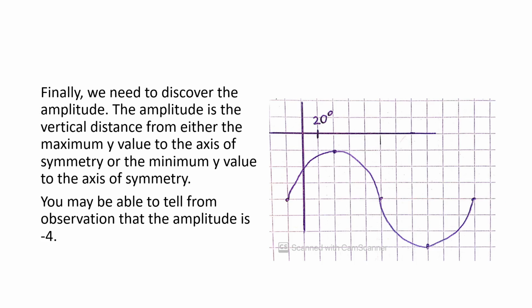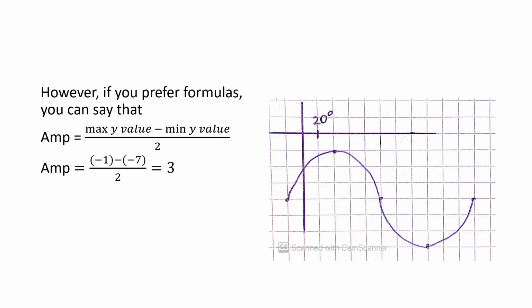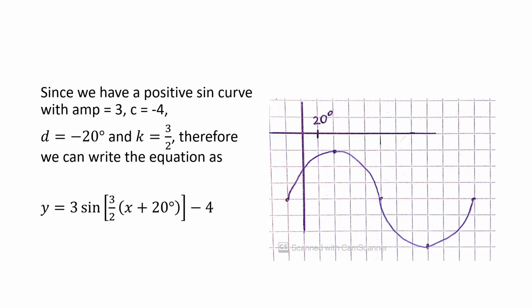And we want to also know the amplitude. Well, a lot of you are going to be able to tell by observation that the amplitude of this curve is 3. It says negative 4 here, but it should say 3. That's a typo. So you're going to be able to see the amplitude is equal to 3. But if you can't see that by observation, just use the formula. That always works. Amplitude is always equal to maximum y value minus minimum y value all over 2. The amplitude is 3. Now, since we're using a positive sine curve with an amplitude of 3, we can say that A is actually equal to 3.